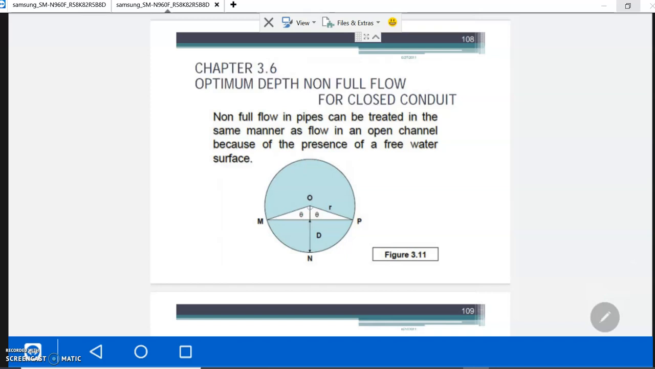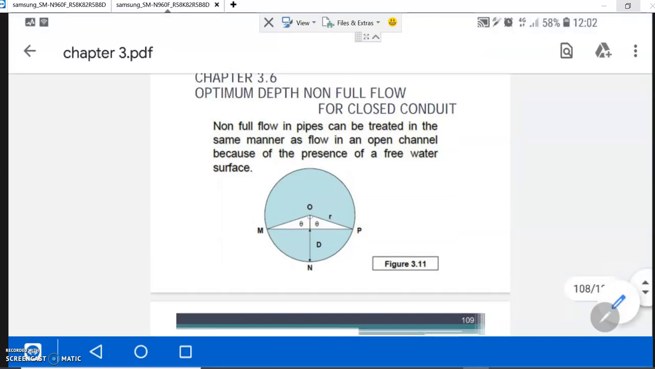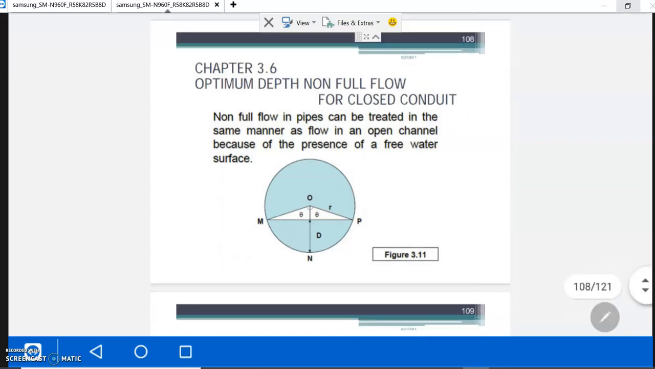Okay, Assalamualaikum. So now we look into subtopic 3.6, that is optimum depth non-full flow for closed conduit. So maksudnya kita ada satu closed conduit. What is closed conduit? It is a pipe, okay? And then we have the non-full flow. Maksudnya, air yang flow rate dalam pipe tu hanya separuh je level. Okay, macam dalam figure ni.